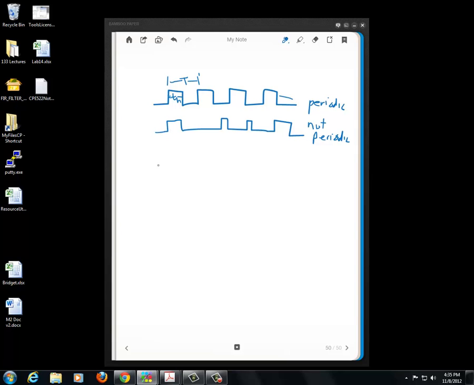So how is this going to be useful for us? Well, we also have something called the frequency. The frequency of a periodic signal is 1 over the period. Then we also have something called the duty cycle. And the duty cycle is equal to the time that it's high over the period. It's typically represented as a percentage.